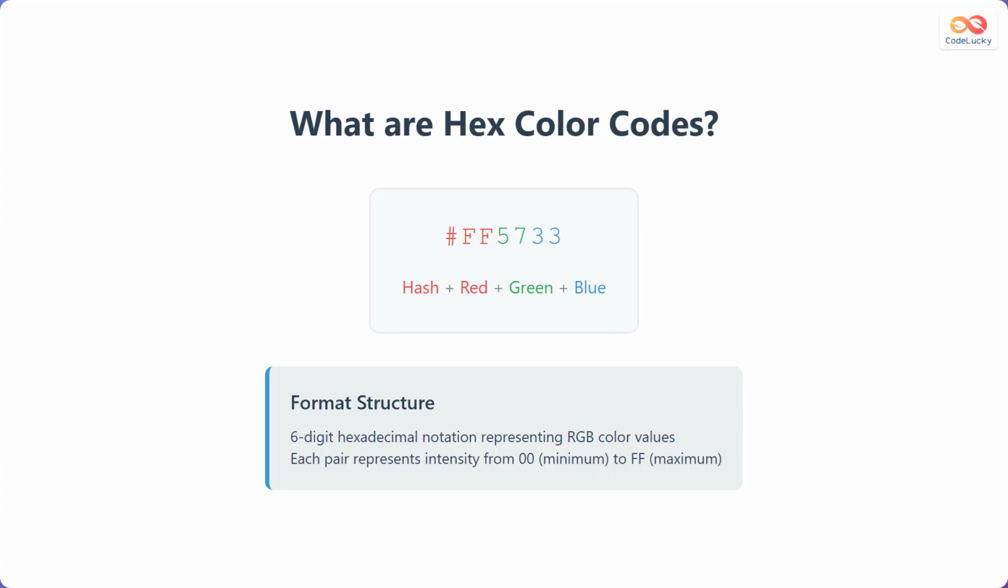The structure is as follows: a hash symbol followed by 2 characters for red, 2 characters for green, and 2 characters for blue. So, it is basically hash plus red plus green plus blue. This is a 6-digit hexadecimal notation representing RGB color values. Each pair represents the intensity of the color, ranging from 00, which means minimum intensity, to FF, which indicates maximum intensity.